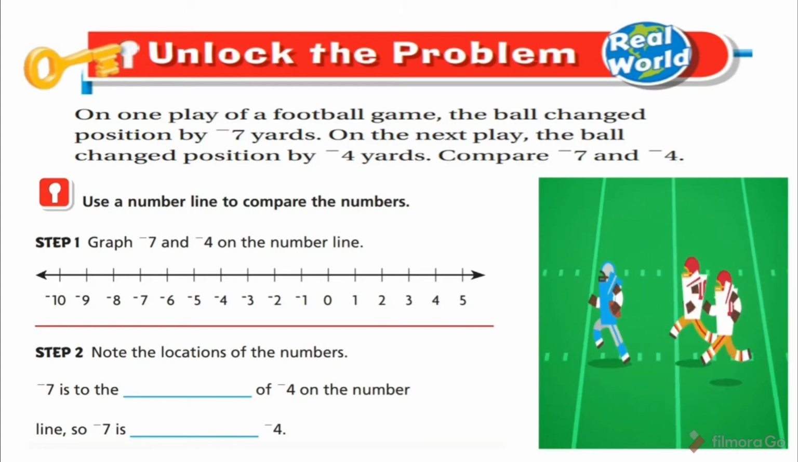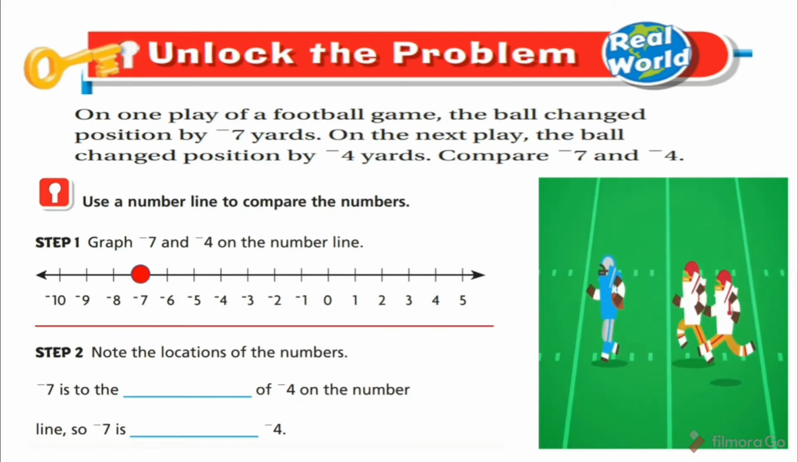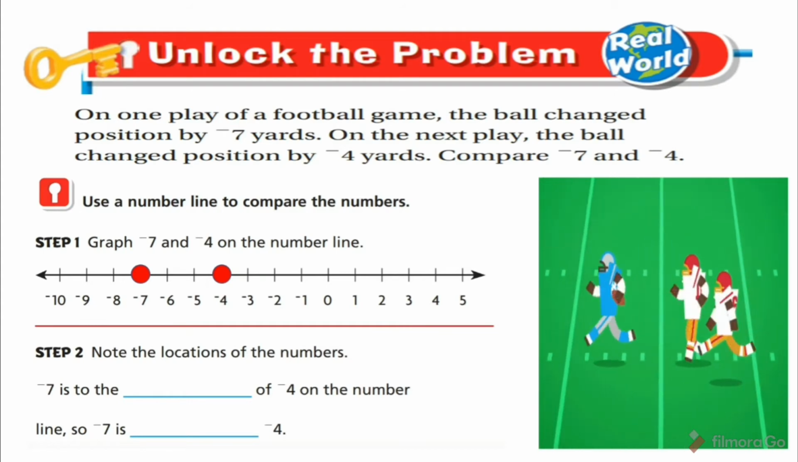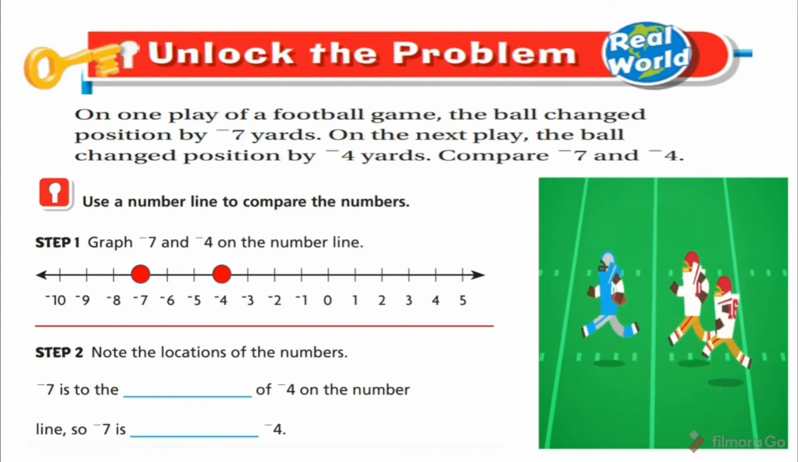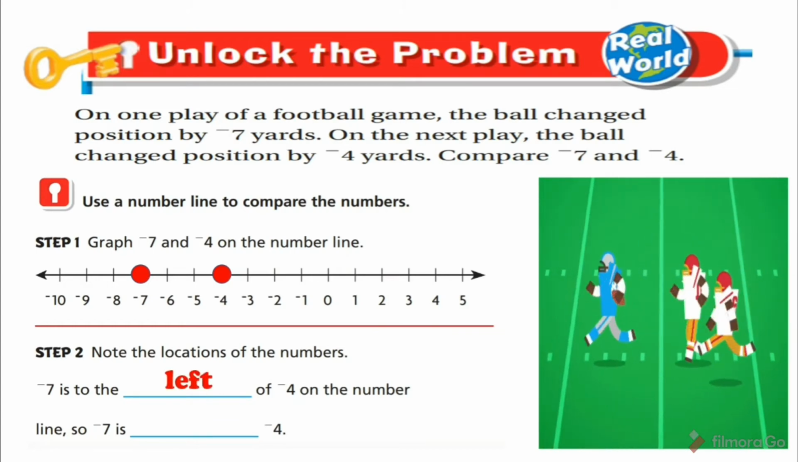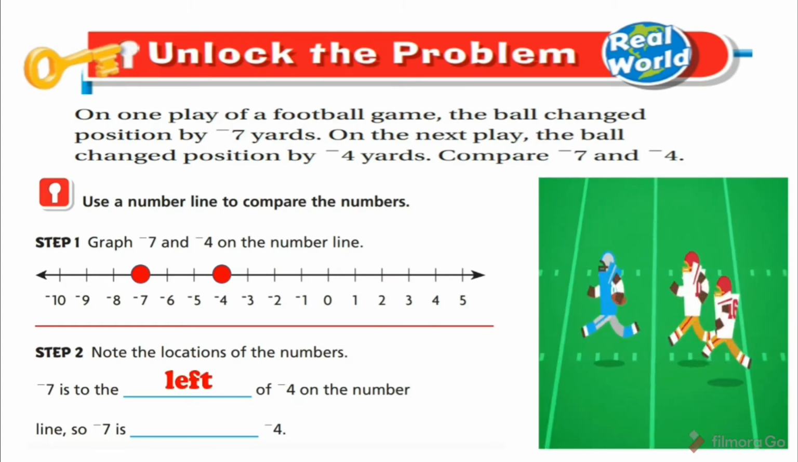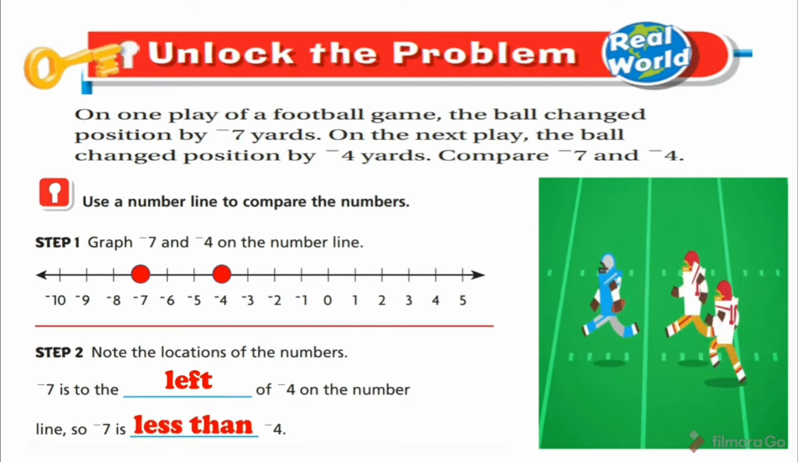First, let us graph negative 7 and negative 4 on the number line. So negative 7 is between negative 6 and negative 8. That is the one to the left. And negative 4 is between negative 3 and negative 5. Note the locations of the numbers. Negative 7 is to the left of negative 4 on the number line. So, negative 7 is less than negative 4. Remember that numbers to the left are less than numbers at the right.